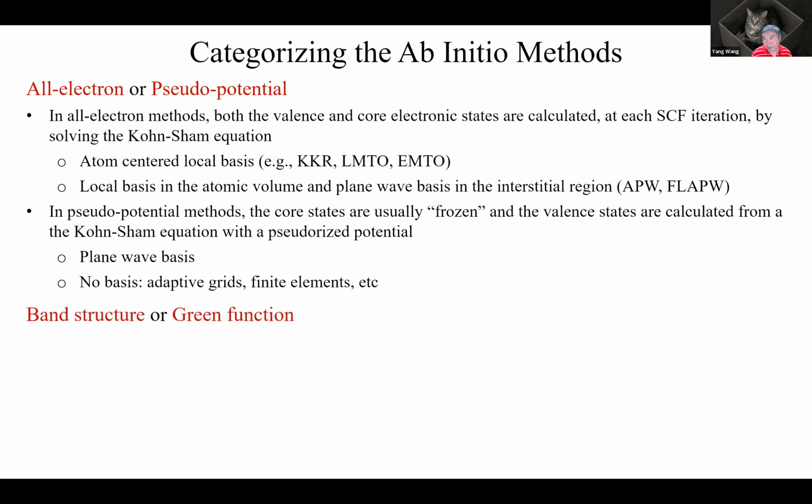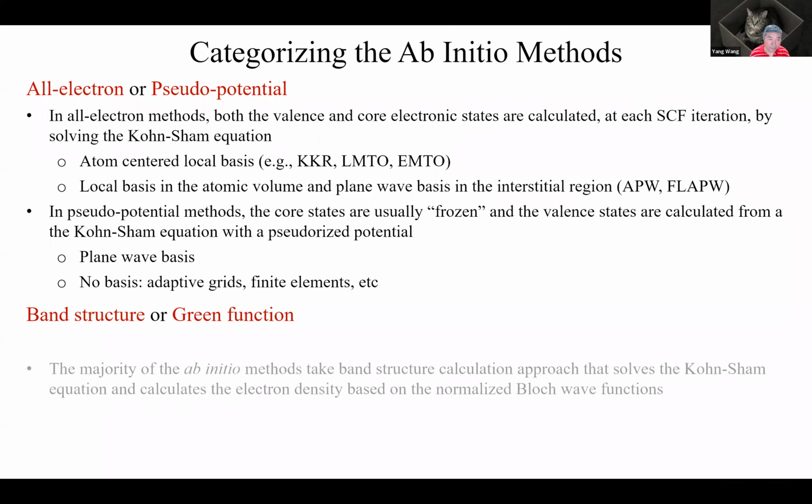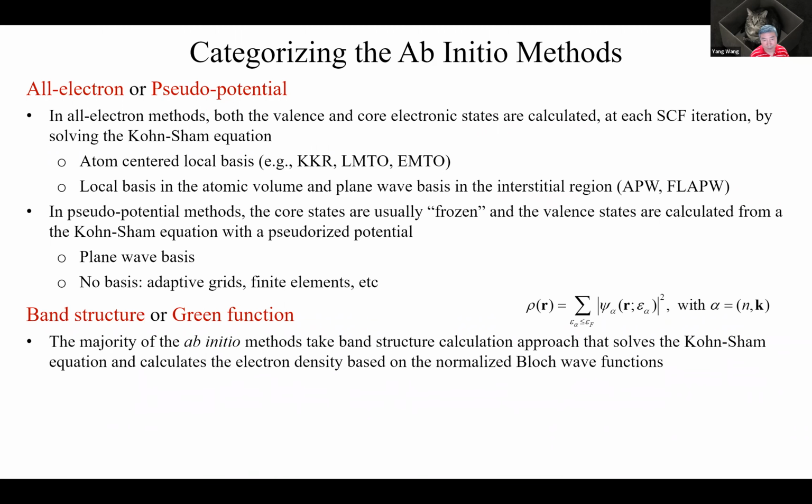Another way of categorizing the orbital methods is whether the approach is band structure or based on Green's function. The majority of the orbital methods take the band structure approach to solve the Kohn-Sham equation, basically just solving it directly for the wave functions and energy eigenvalues, which is the band structure. Then the wave function is used to construct the charge density as shown in this formula. That's general. Most people work in this category.